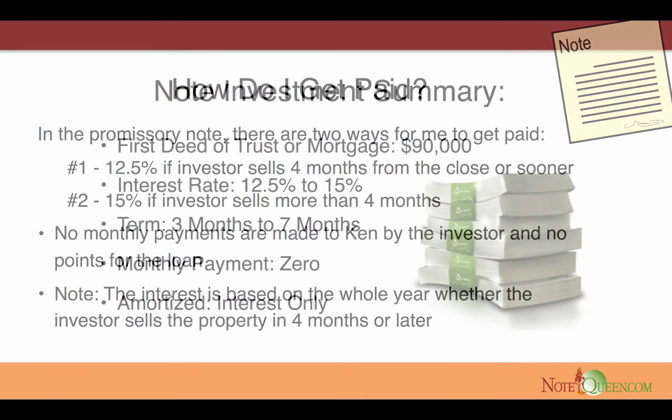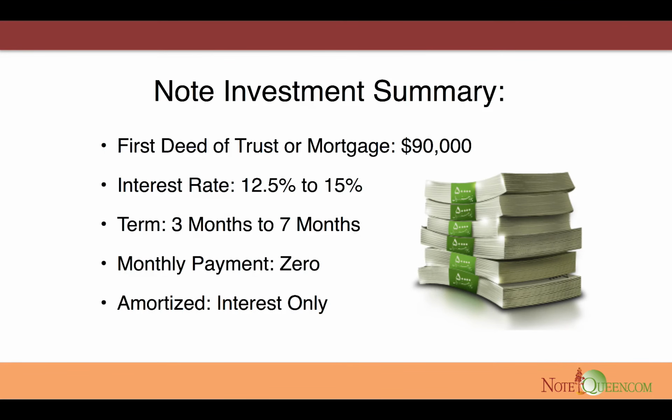So go ahead and go to the next slide. What it amounts to is that, the 90,000, the interest rate is 12.5 to 15. The term is 3 to 7 months. The monthly payment is 0 to me, and the amortized loan is interest only. So that works pretty much in the investor who's flipping the property. That works into his advantage. So that's why he probably looks at me, as a person that's loaning him all this money, and it seems to be good terms for him. So go ahead and go to the next slide.